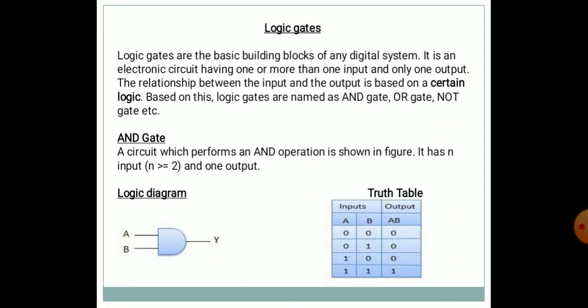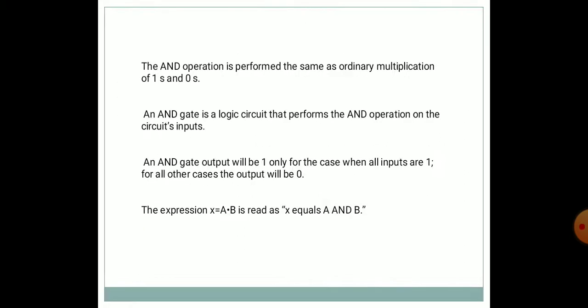We can also make the truth table using true or false values instead of zeros and ones. The AND operation is performed the same as ordinary multiplication of ones and zeros. An AND gate is a logic circuit that performs the AND operation on the circuit's inputs. And remember, an AND gate output will be 1 only when all inputs are 1. For all other cases, the output will be 0.